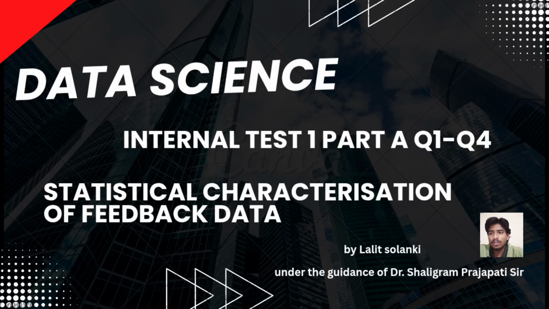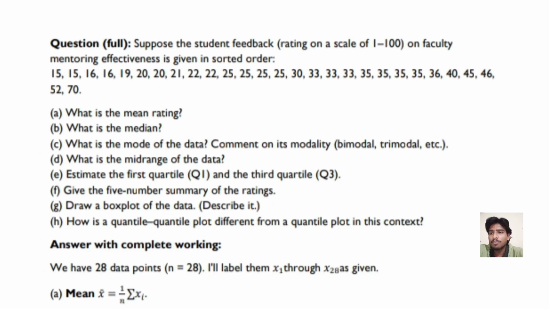Now we are going to solve question number two. Suppose that student feedback ratings on a scale of 1 to 100 on faculty mentoring effectiveness are given, scored in order: 50, 50, 16, 16, 19, 20, 20, 21, 22, 22, 55, 55, 55, 55, 30. And this is the series of numbers. What is the mean rating?